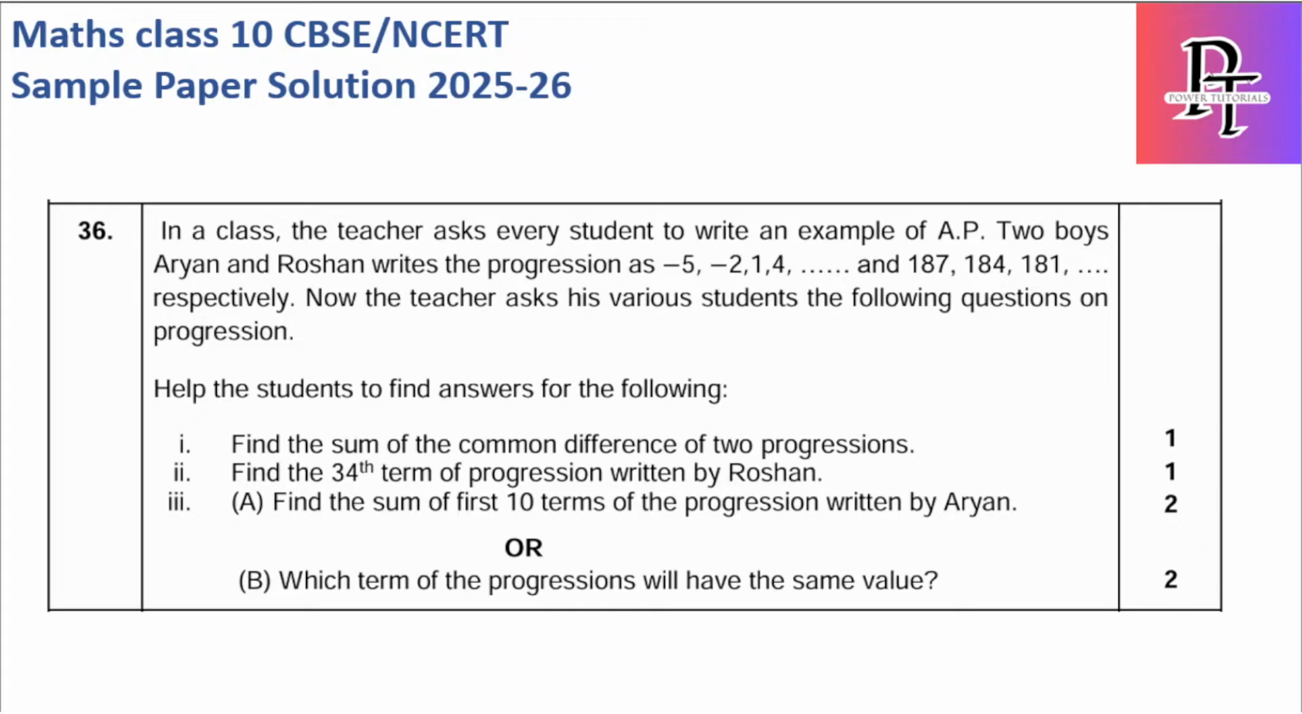In a class, the teacher asks every student to write an example of an AP, and two boys, Aryan and Roshan, write the progressions. We have two progressions here, and they are written by Aryan.